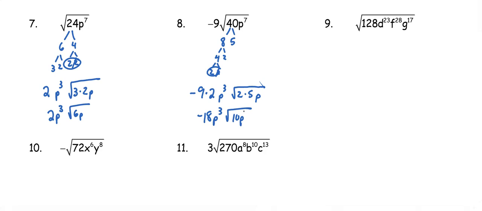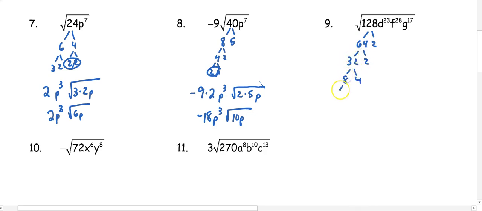Number 9, we get the square root of 128, d to the 23rd, f to the 28th, and g to the 17th. So we're going to break down 128 into 2 and 64. I'm going to break 64 into 2 and 32, 4 and 8. 4 breaks down to 2 and 2, 8 breaks down to 4 and 2, and 2 and 2. So I have a pair of 2's, a pair of 2's, and a pair of 2's.